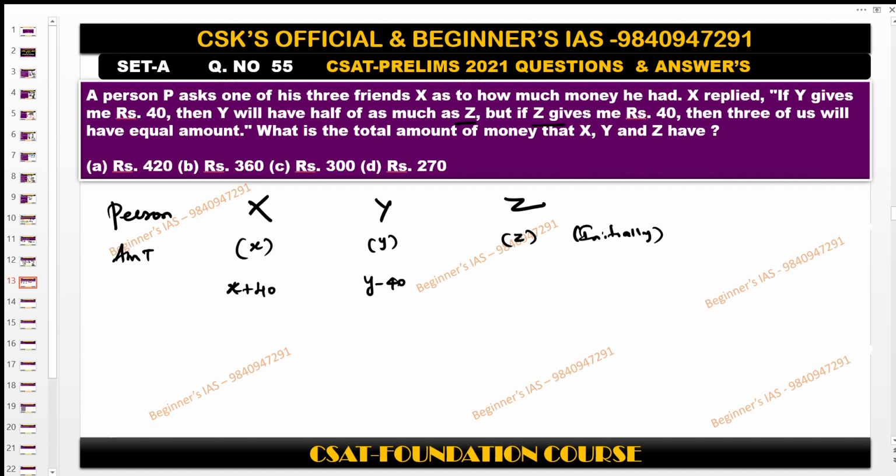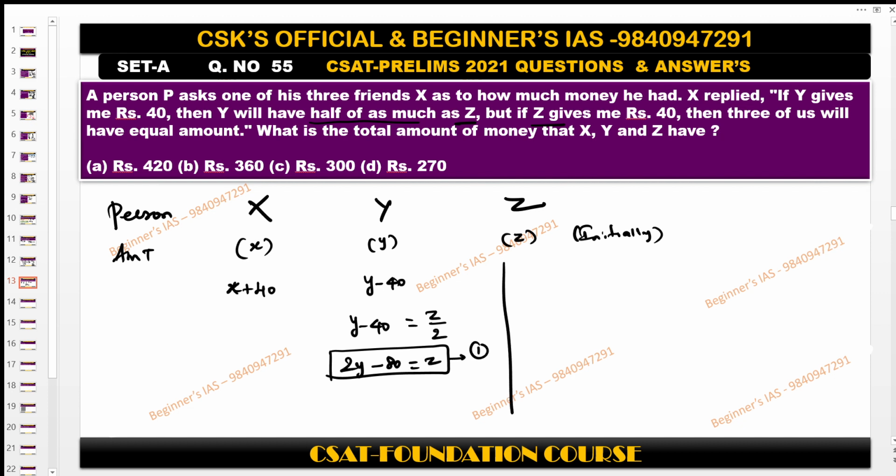In such a scenario, what is the statement provided? Y will have, that is y minus 40, as much as half of Z, and half means z by 2. Simple. Now find z from this equation. Cross multiply: 2y minus 80 is equal to z. Keep it simple. So this is equation number 1.